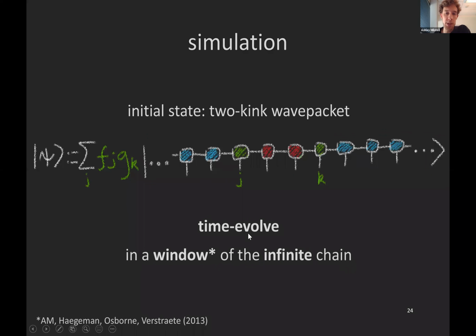And then what we do is we just time evolve this initial state. I should point out that the bond dimension of such a state is only twice the bond dimension of the vacuum state. So constructing these packets is not a costly thing to do. And so we can simulate the time evolution, at least for short times, reasonably easily. So we do that within a finite non-uniform window of the infinite spin chain in order not to have boundary effects from a finite chain.